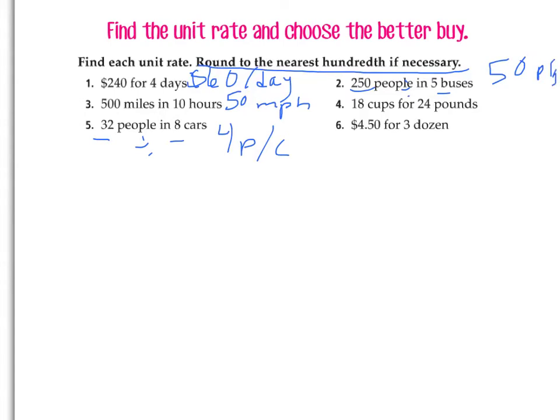18 cups for 24 pounds. Would it make sense to be cups per pound or pounds per cup? In this case, either one kind of sounds the same, so let's just keep it in order and say 18 cups divided by 24 pounds, and I get 0.75 or 3/4 of a cup per pound.